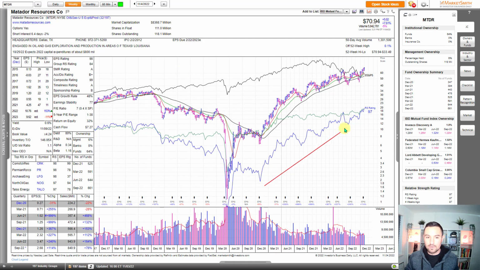Well, it's this blue line here. This blue line is versus the market. Very healthy relative strength rating of 97. It's got a 3-month RS rating of 96. I'm probably blocking that on the webcam. But that is very impressive. Anything in the 90s is excellent.